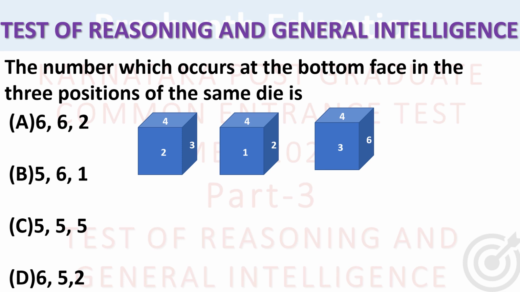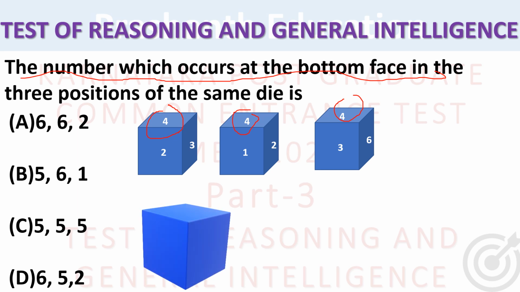What they're asking is the number which occurs at the bottom face in the three positions of the same die. So one die, two die, three die. So the bottom one, what is the number which is there, we need to identify. First let's look at how the dice are. On the top face it's 4. Let's take the first dice, 4 2 3. Now 1 2 is there, so you need to turn this dice this side.